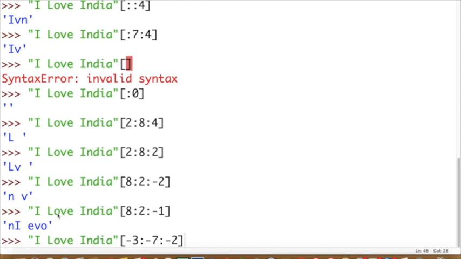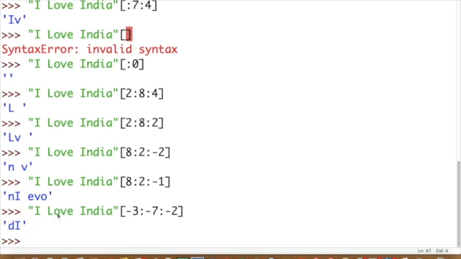Minus 3 means we are going to start from the rear end. Now as we know, a string can also be indexed from the rear end with negative indexes, right? It produces DI. The output is DI. Let us understand why it is DI. So minus 3, let us understand what the minus 3 index is.